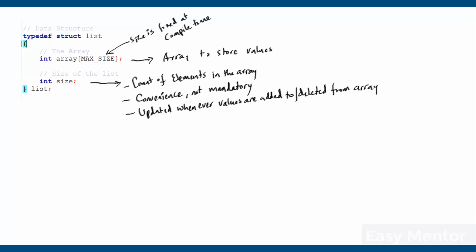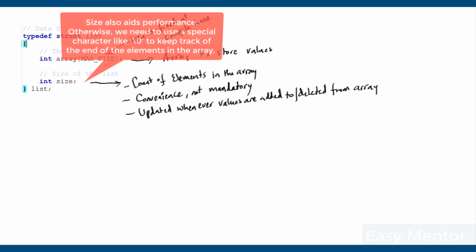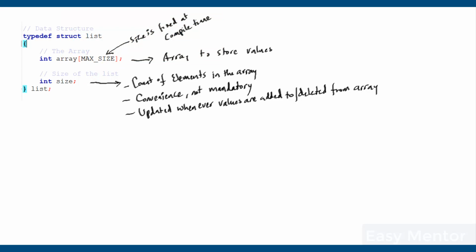Now the size is just optional. I'm just using it for convenience and for better readability of my code. There might again be better ways of implementing this, but this is the design that I chose. And max size is the size that we define at compile time, the maximum number of elements that this array can contain. The size is 0 for an empty list to start with, and it is updated whenever the array is modified by way of either inserting an element into the array or deleting an element from the array.